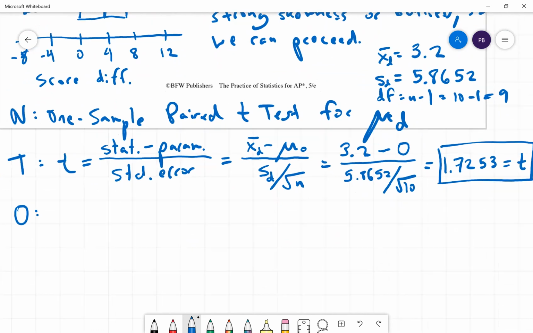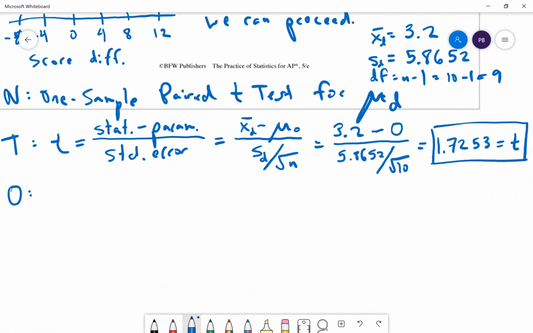And to do that, a lot of times it's easiest to make a sketch. So let's go ahead and sketch a t-distribution. And this is a t-distribution, and we calculated our degrees of freedom as 9. Remember that we're assuming that the null hypothesis is true, so that the true mean difference is just 0. And here, the sample mean that we got was 3.2. These are sample means on the x-axis. So we're looking for the probability of getting that kind of sample mean or something more extreme. So something more extreme would be greater than 3.2.